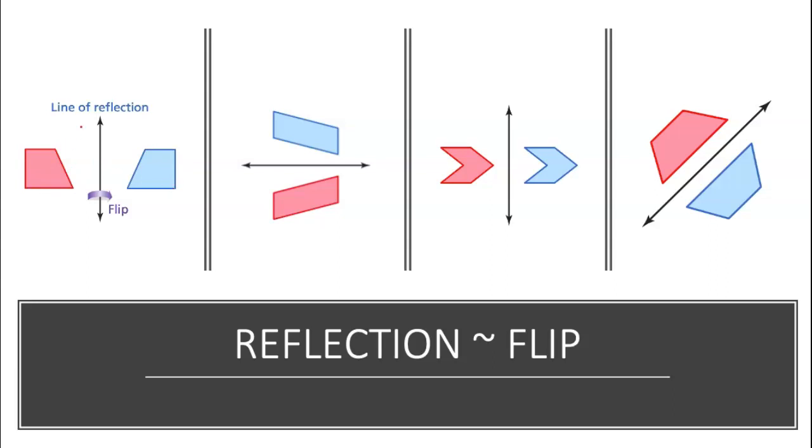Now, if you think about it as a butterfly, if you were to fold this page in half right along the line of reflection, the wings would line up perfectly if you fold it in half. They would be exactly the same.